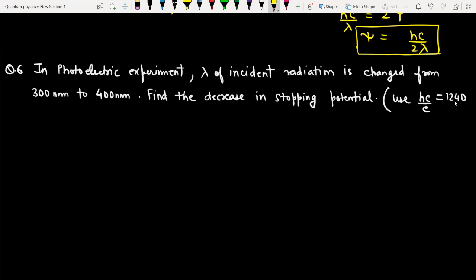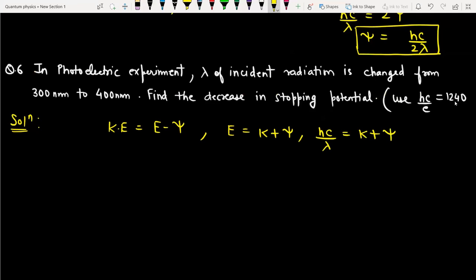So let's write our standard equation. Kinetic energy is equal to energy of incident radiation minus psi. You can write energy equal to k plus psi, and I'm writing this energy as hc over lambda. This is equal to kinetic energy plus psi.